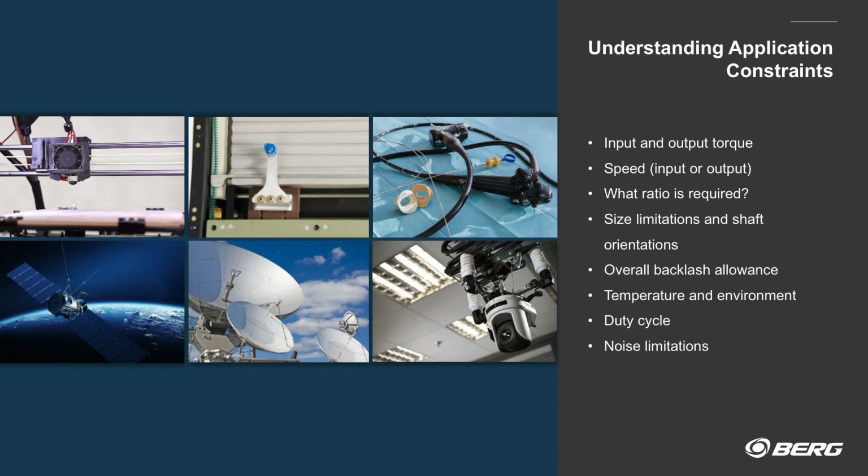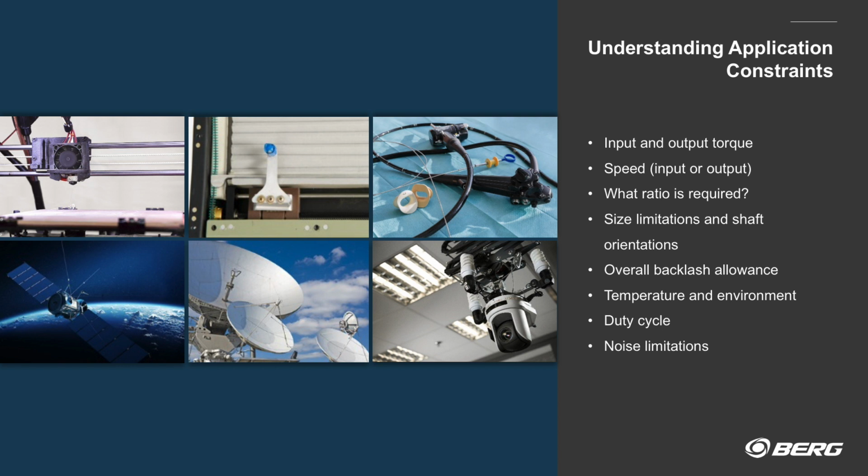Some of the most important constraints to understand when designing are, what are the input and output torque? What speed do you have, either input or output? What envelope size and orientation will the gearbox be? And what is the allowable overall backlash of the system? Temperature and environmental considerations should also be identified to ensure your application has the correct lubrication and sealing methods.